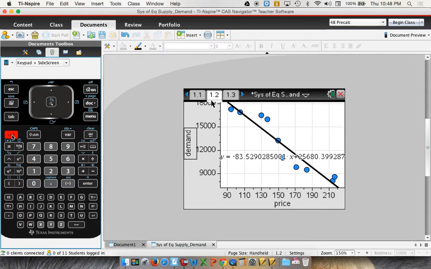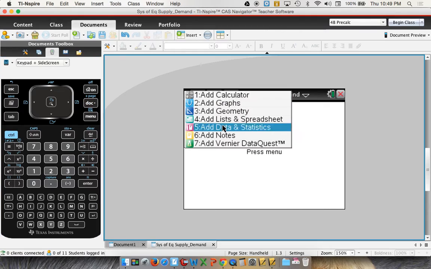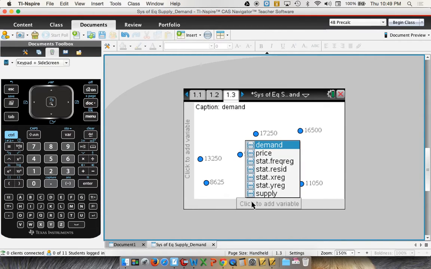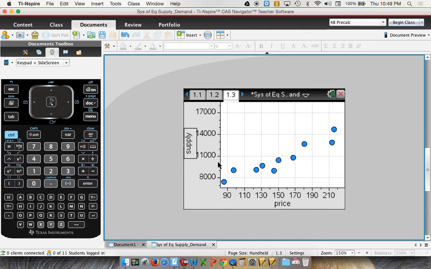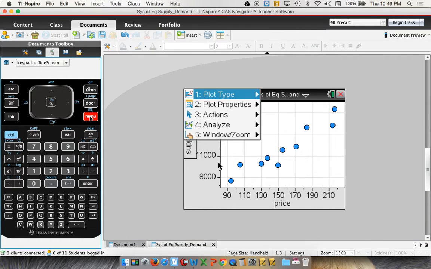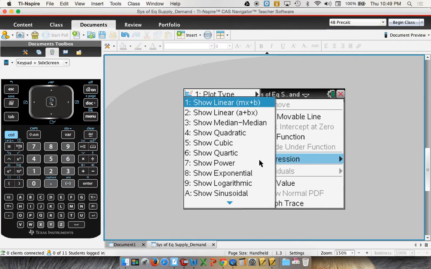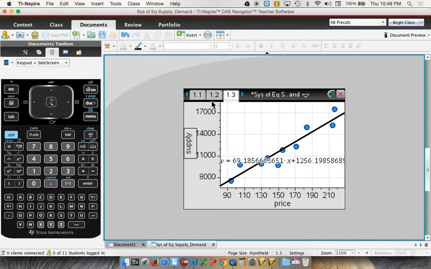I'm going to do the exact same thing. I'm going to add a page, add statistics. I'm going to graph price this time. But now I want to get a supply equation. So this also makes sense. As my price gets bigger, what's going to happen to my supply? Well, as the price gets higher, people want to sell more, so your supply gets bigger. So my supply is increasing with that. I'm going to go to menu, analyze, regression, another linear. You'll need to write that equation down as well.